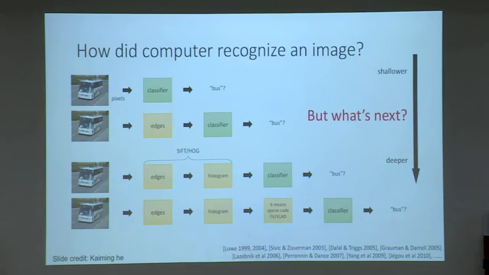So this is what people generally first try: edges, because at least edges are less susceptible to illumination. For example, if you change lighting, the edges generally don't change. So if we extract edges from it and then classify it, at least it is invariant to illumination. At least that we can say. It's not invariant to viewpoint, but at least it is invariant to illumination.